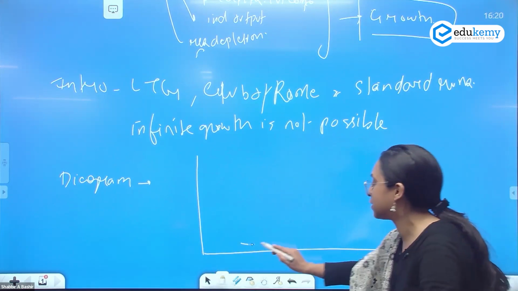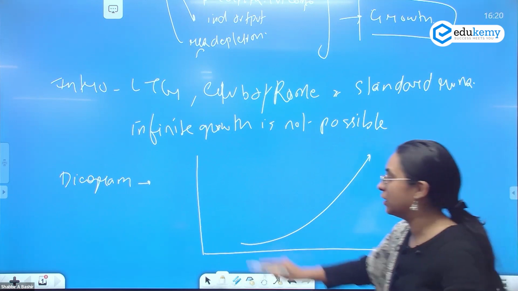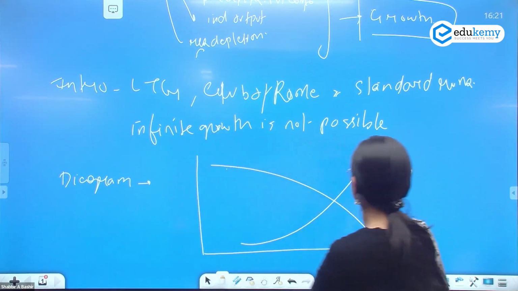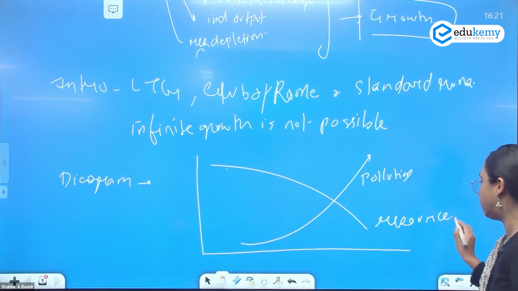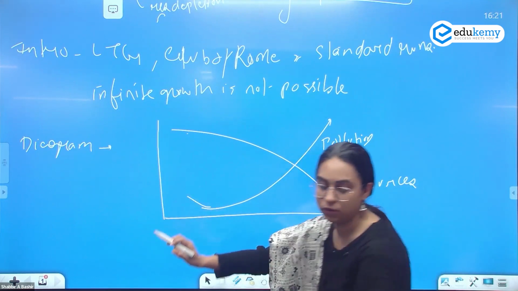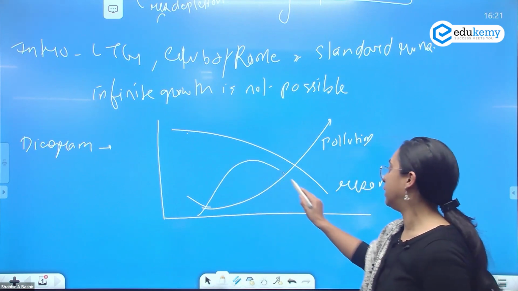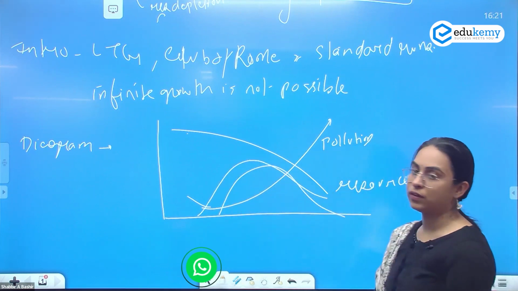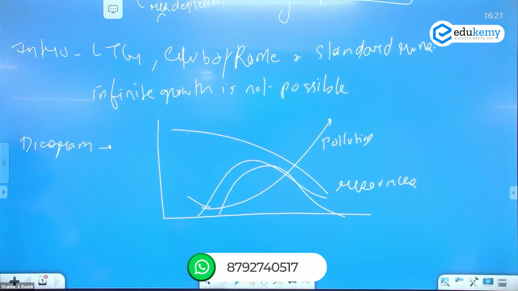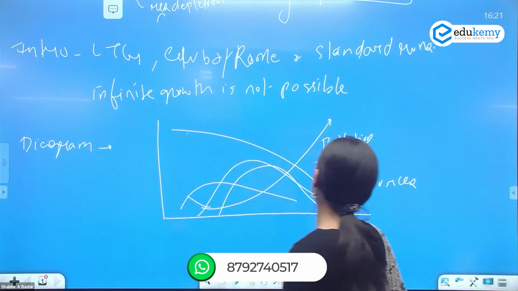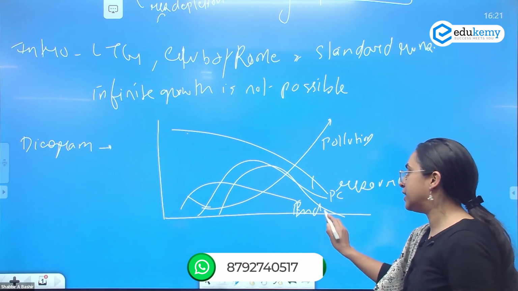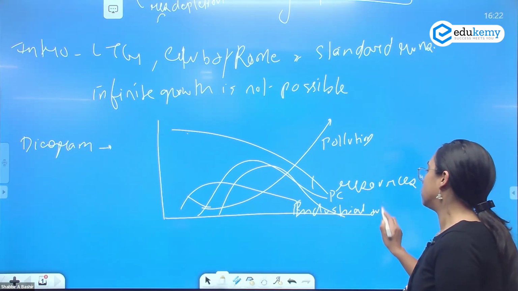So you have this: pollution, the rise of pollution. This is resources. Pollution will increase, resources will fall down. GDP will increase and then it will fall down. The same with food and industrial output. Per capita GDP and other things will also fall down. So per capita, food, the resources and the industrial output. At least one standard run you can show.